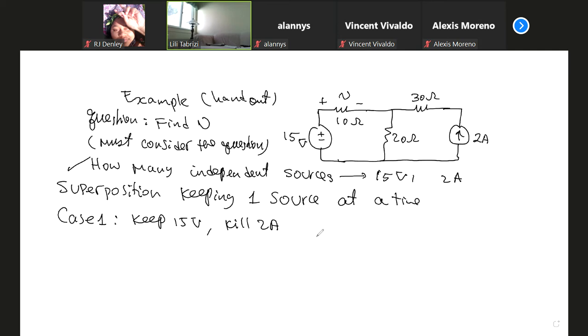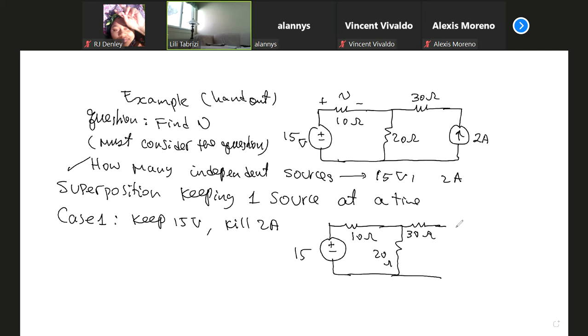Okay, so I'm going to draw plus or minus 15 volt, 10 ohm, 20 ohm, 30 ohm. Okay, I'm going to kill 2 amp. What should I substitute? I don't know. I'm killing a current source. When you say I kill current source, killing current source means current source is not generating current. So what do I place here?